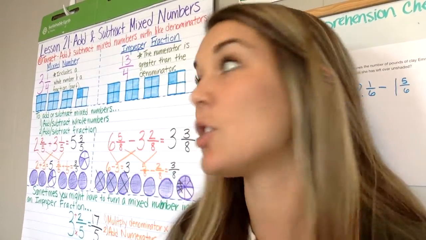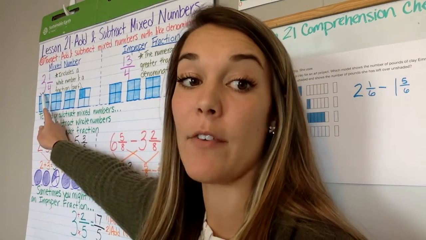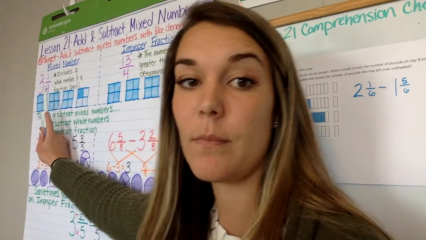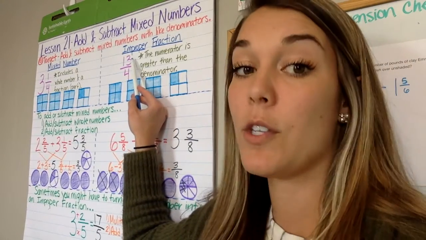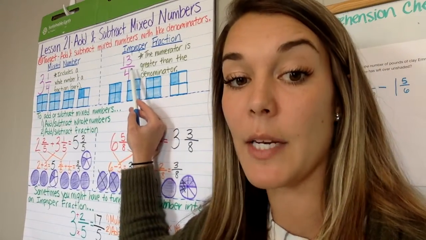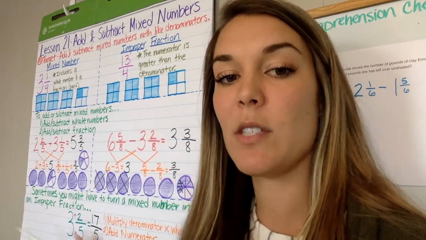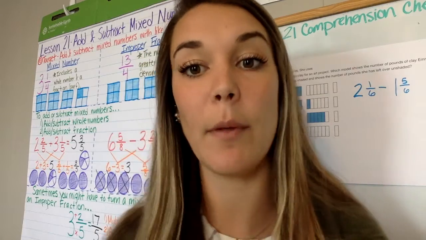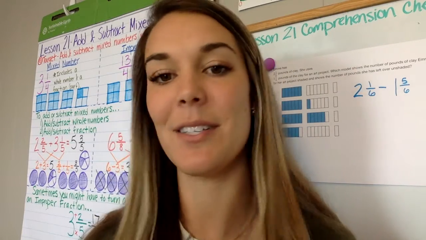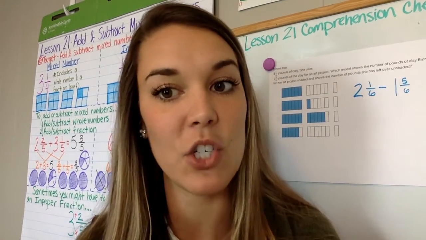This unit has had to do with mixed numbers, which are when we have wholes and parts. And we've also talked about improper fractions. So that's going to be when your numerator is greater than your denominator. Okay, we talked about some different ways to approach these problems. And we're going to look at a few problems that are very similar to the ones that you would see on your comprehension check today.